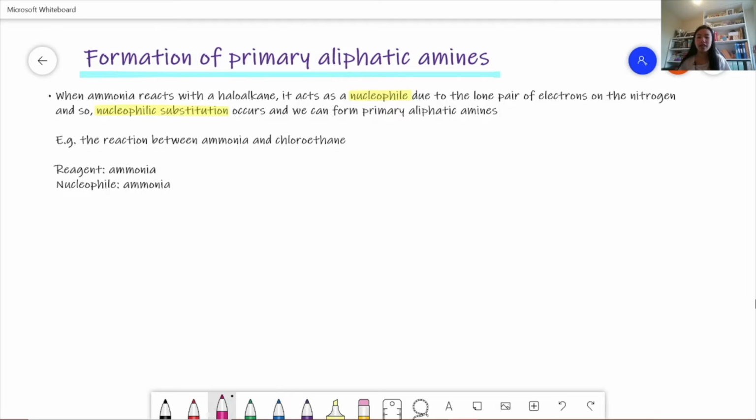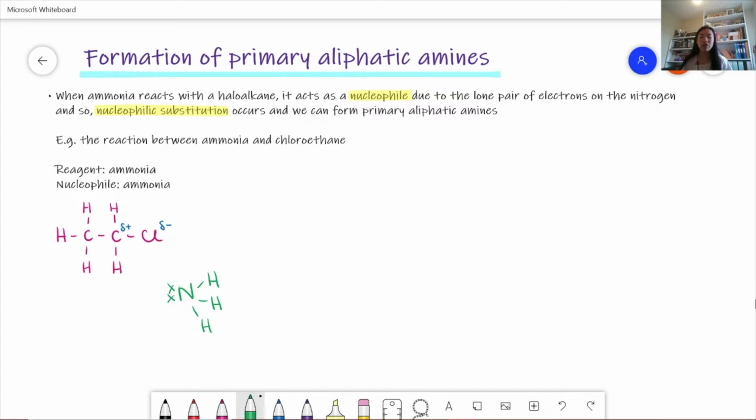So that's going to be CH3CH2Cl. And again, remember that we have partial charges because chlorine is a lot more electronegative than carbon. So chlorine gets a partially negative charge, whereas the carbon will get a partially positive charge. And now we have the nucleophile, which is attacking. So we have ammonia, and that's NH3.